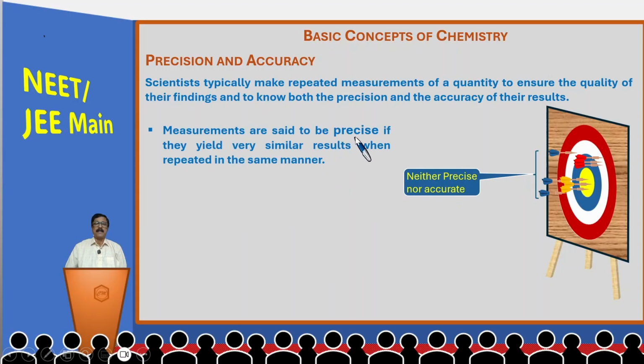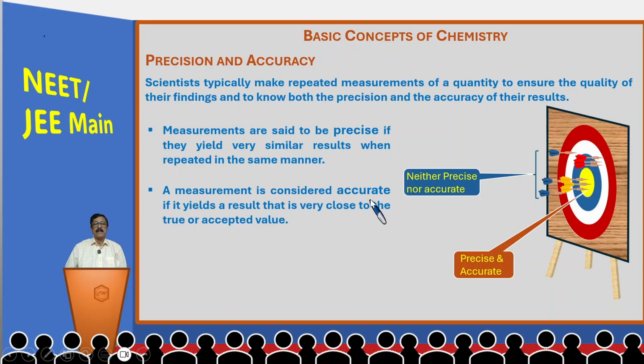Measurements are said to be precise if they yield very similar results when repeated in the same manner. All the three yellow dots hit the target, so they are accurate. Moreover, they hit places very near to each other. That means repeated attempts yield nearly the same result. Hence, yellow dots are precise and accurate.